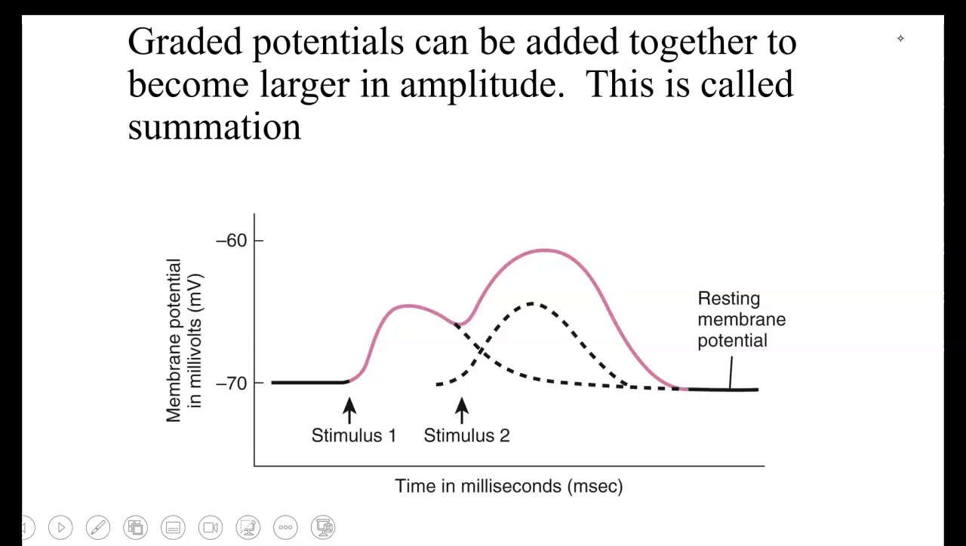Graded potentials can be added together, and when they do that, this is going to make a larger amplitude. So that's going to be referred to or called a summation. And so you send stimulus 1 in, and before it can come down and completely repolarize, a stimulus 2 comes in. And so you see a little small dip, and as stimulus 2 comes in, it's going to add to that stimulus 1, and it's going to make it a higher or larger amplitude, and then it returns to its resting membrane potential.